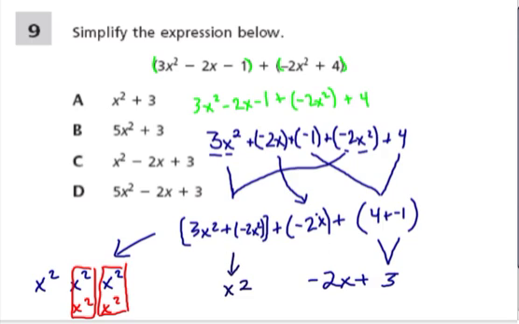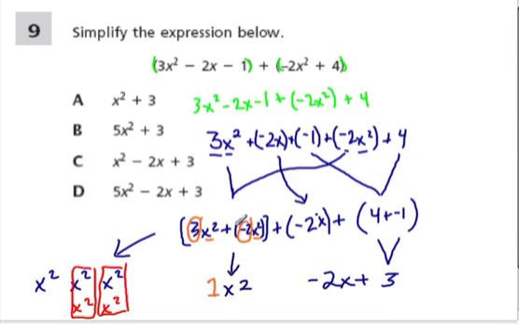And again, the quick way I think to think about this is that you can look at the coefficients, the numbers next to the variables. As long as the variables are the same, you can just combine the coefficients. Here we're adding them. So what's 3 plus negative 2? That's just 1. And here we have a 1, right? It's 1x squared, or just x squared.